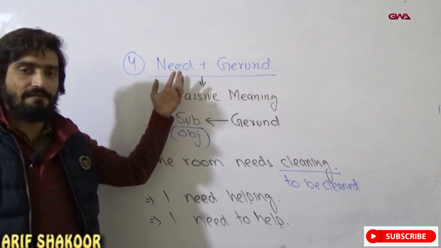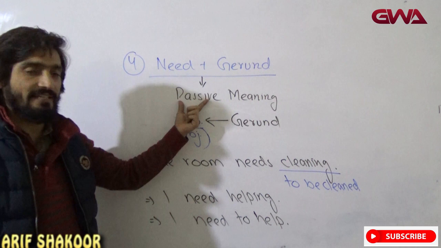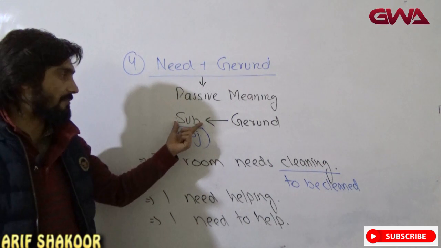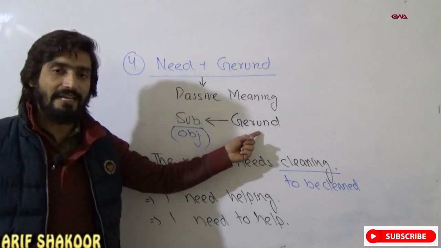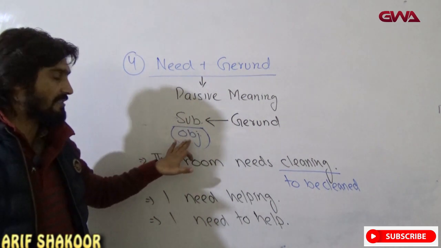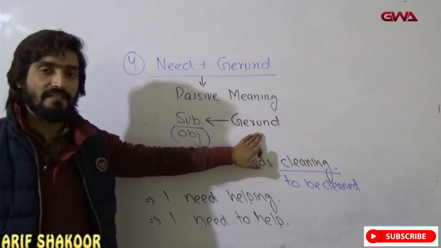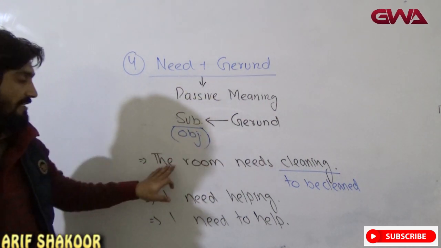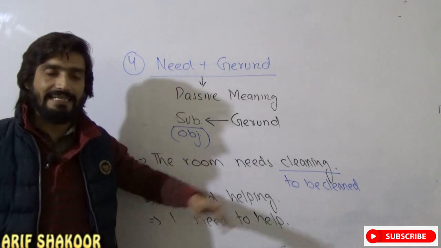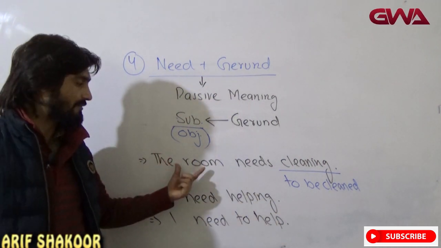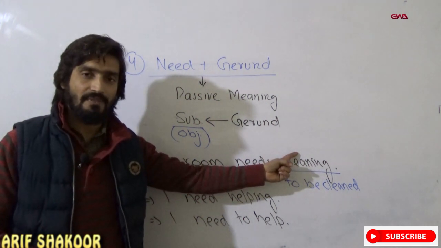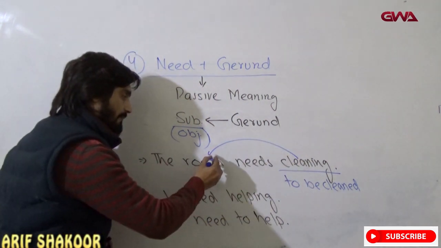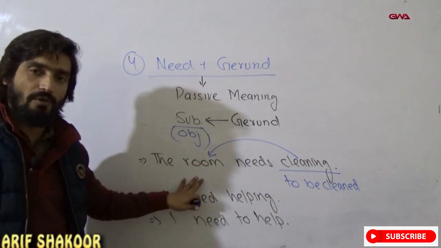The last structure, need plus gerund. We can use gerund after need. Remember, this structure has passive meaning. You have to use it very carefully because here the subject is affected by this action, which means that subject is the object of this activity. Subject receives this action. For example, the room needs cleaning. Now, logically, the room cannot perform this action. It means that the room will receive this action. The effect of cleaning will be on the room.